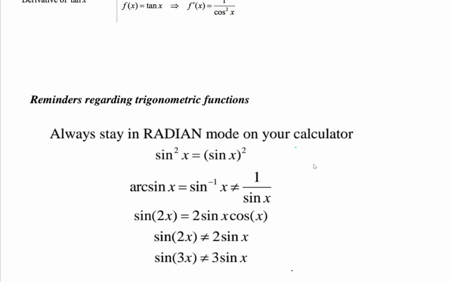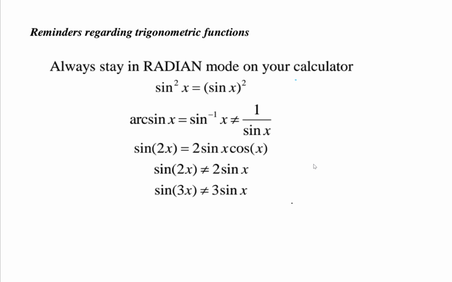Okay, now first things first. A couple rules when you're doing sine stuff. First, always stay in radian mode in your calculator. If you're gonna simplify something in your calculator, make sure you're in radian mode. When you graph, you want to be in radian mode. When you change to degrees, you see a little degree sign. But for what we're doing, radian mode.